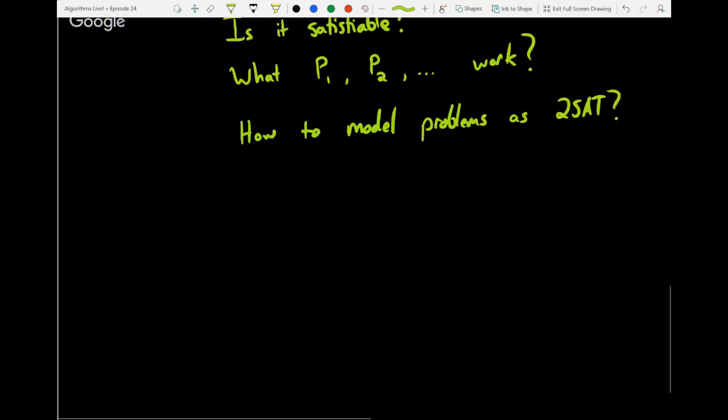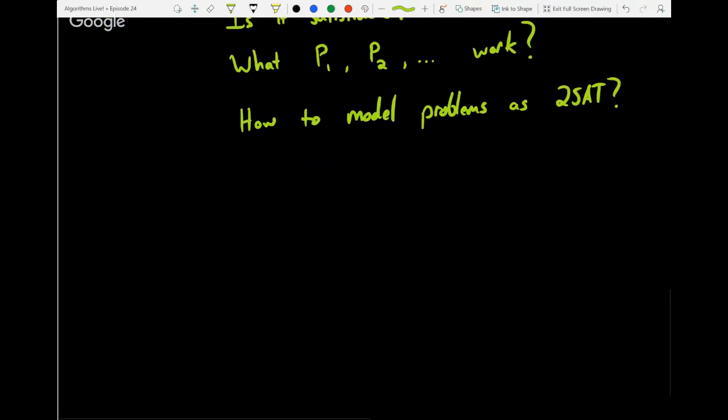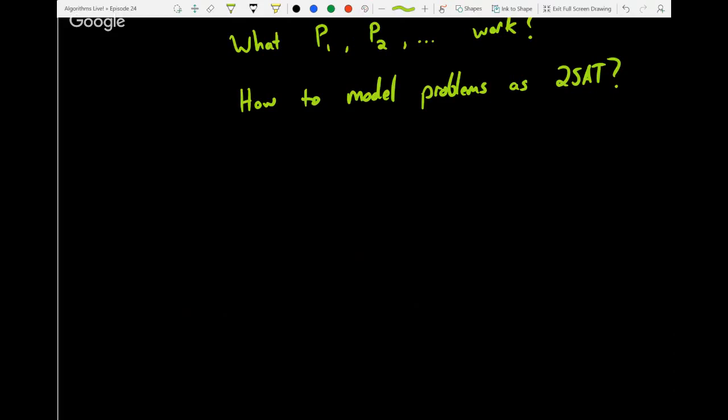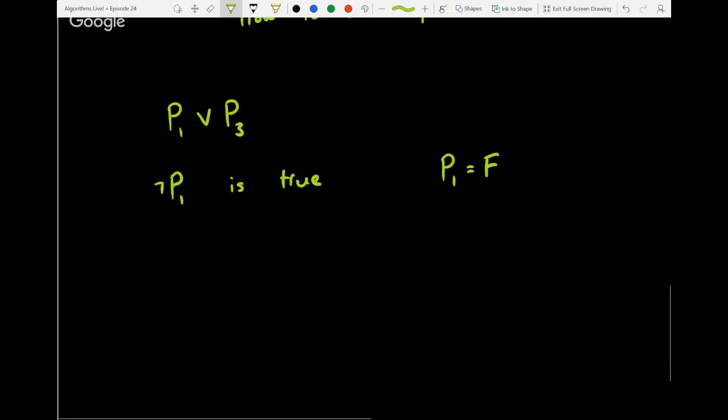So let's talk about what can happen in terms of figuring things out. So let's say we have a bunch of propositions. So we have something like P1 or P3. And let's say we know that not P1 is true. So not P1 is the same as saying P1 is false. It's saying this is false. So if you knew that not P1 was true, and you knew that P1 or P3 is true, you can actually deduce that P3 has to be true.